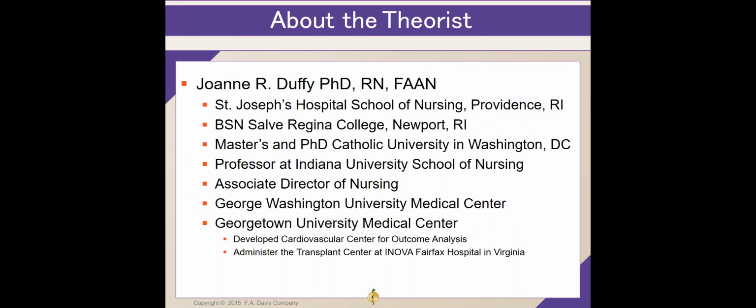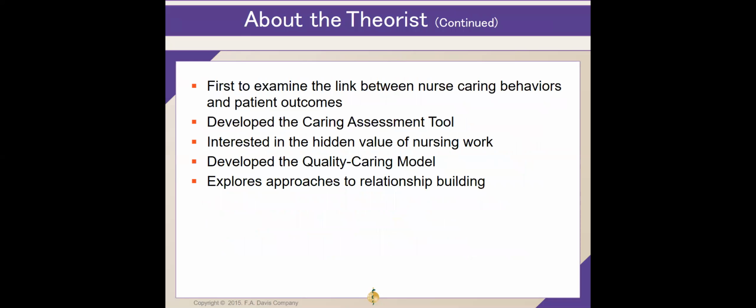Joanne Duffy was a nurse theorist from the East Coast. She was a professor at Indiana University School of Nursing. She developed much of her theory while at George Washington University Medical Center, and she worked in the Transplant Center and cardiovascular nursing. So she first examined this link between caring behaviors and patient outcomes. Then she developed a caring assessment tool called the CAT. And she was interested in the hidden value of nursing work.